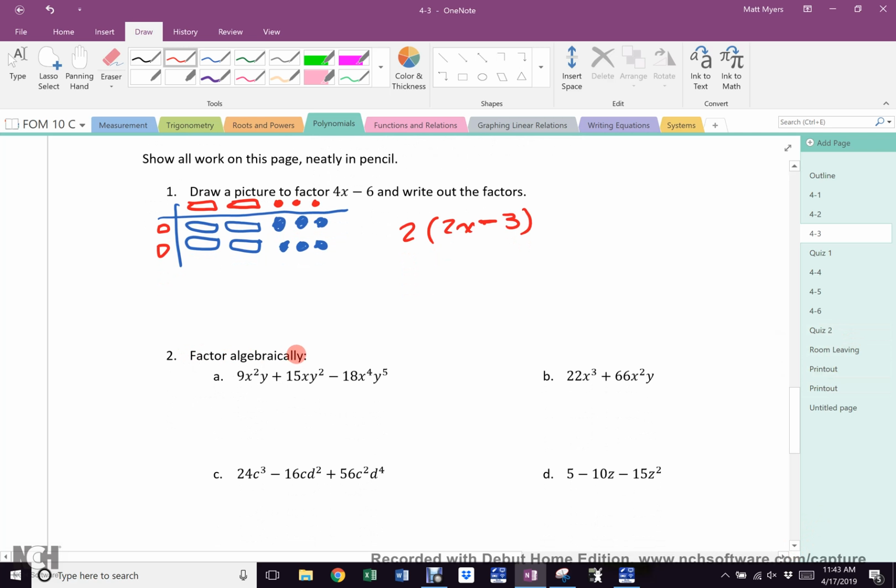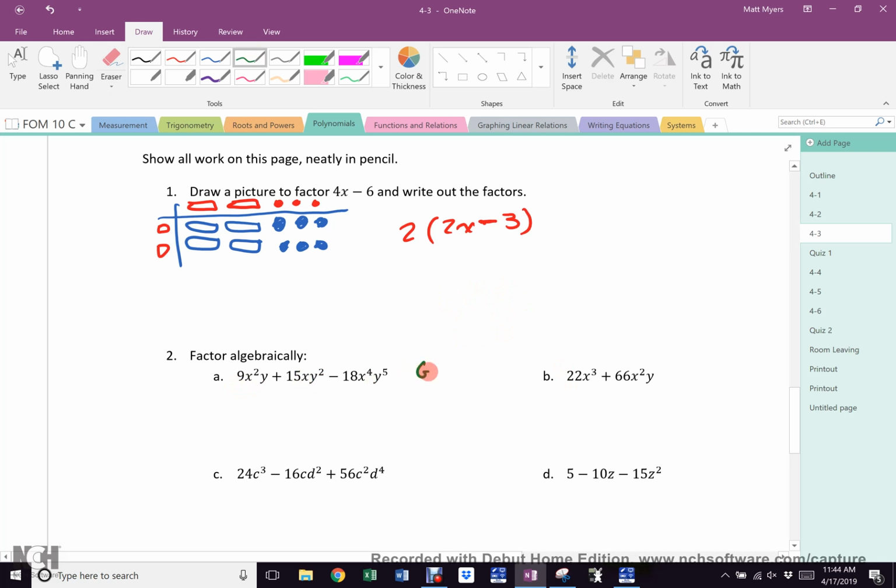Factor algebraically. This is what you all want to do. No pictures involved. Of course there's no pictures involved because how would you draw the picture for x to the 4th? You would need to draw something in 4 dimensions, which you cannot do. So don't worry about it. Step 1 is always decide on the GCF. Is the GCF just the numbers? No, of course not. You must take into account the variables.